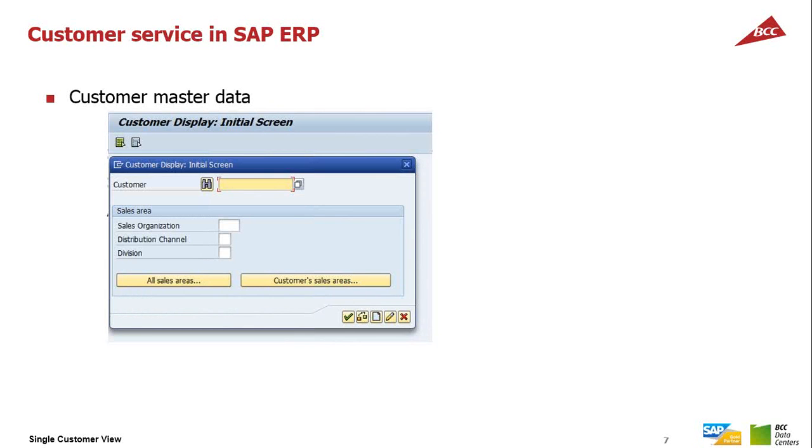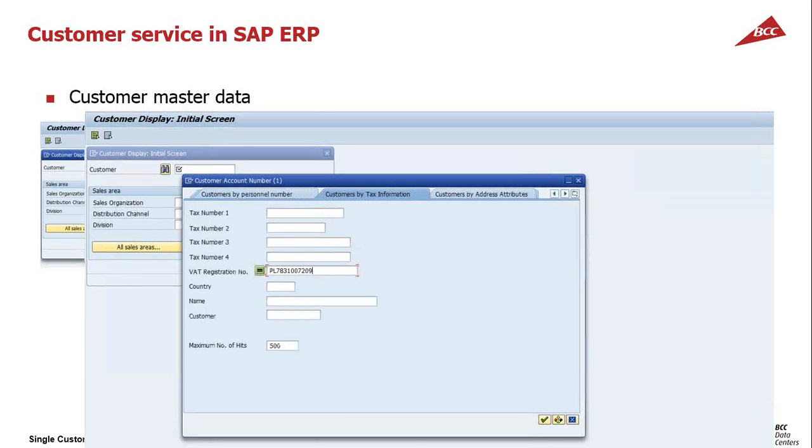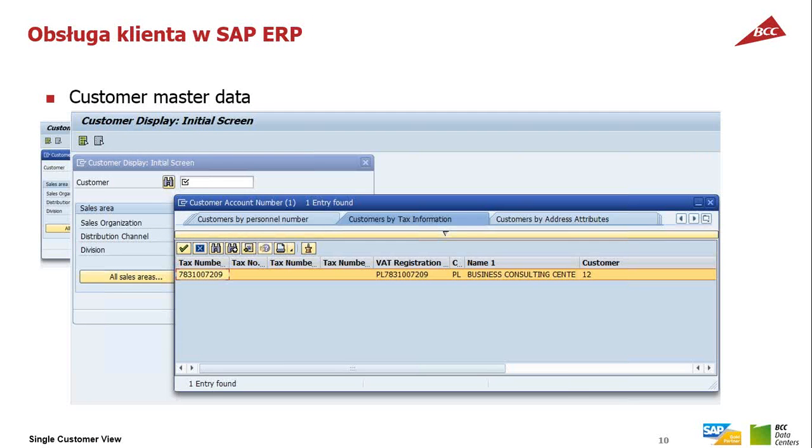So we start the transaction. This is the initial screen. We choose the search screen, and we select the one that allows us to browse customers by using tax information. We enter VAT number, we confirm, and we get the list of results.